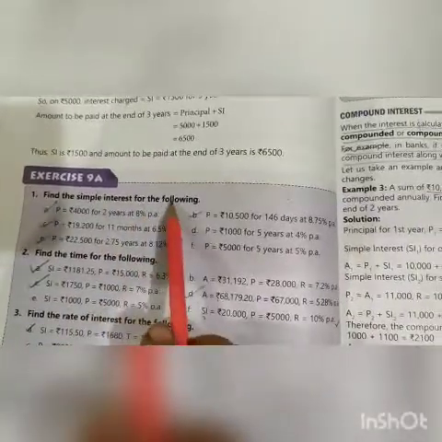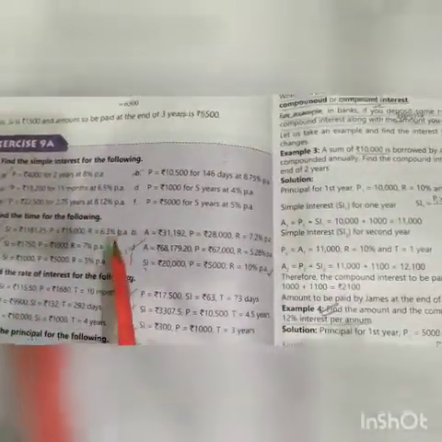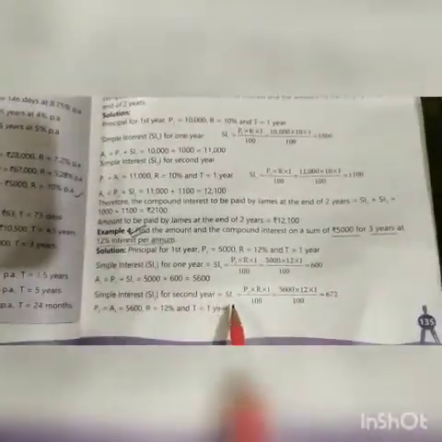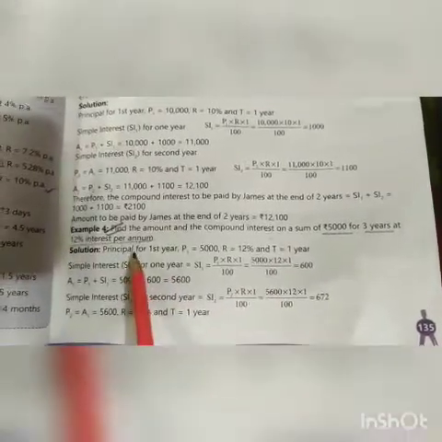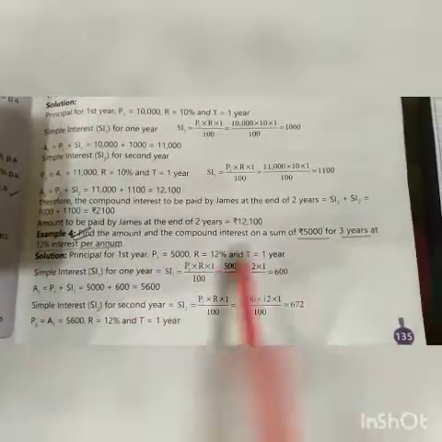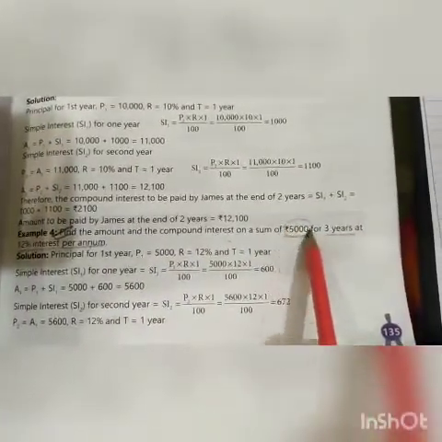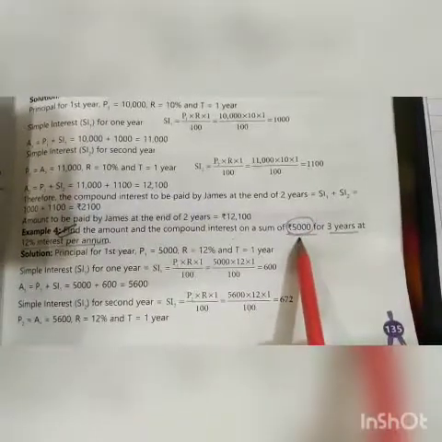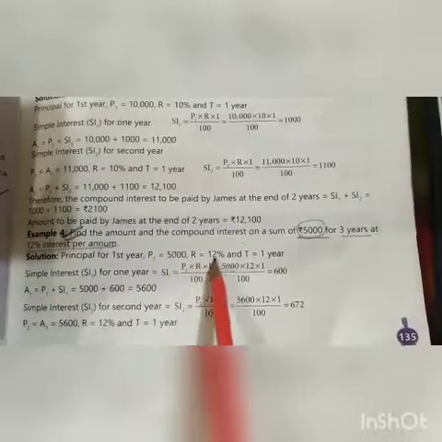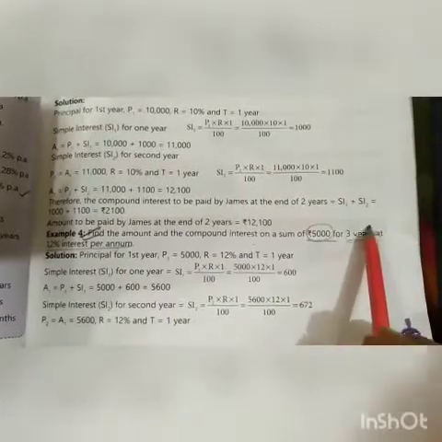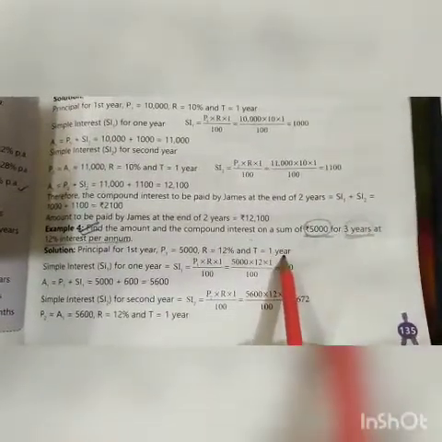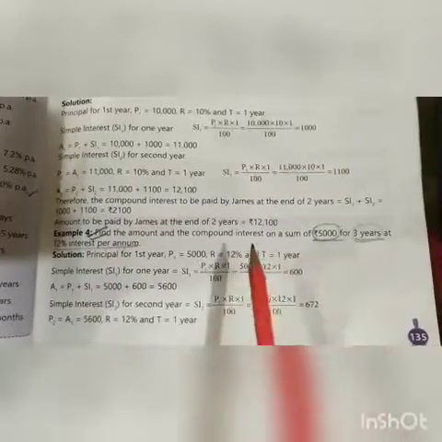Find the simple interest for the following. Now you have to notice the difference between finding simple interest and compound interest. See, here the principal for the first year is 5,000 rupees. This is the principal only for the first year. The rate will remain the same, 12% per annum, and time is given in the question as 3 years, but we will take only 1 year. First we will find the interest for only 1 year, not 3 years.